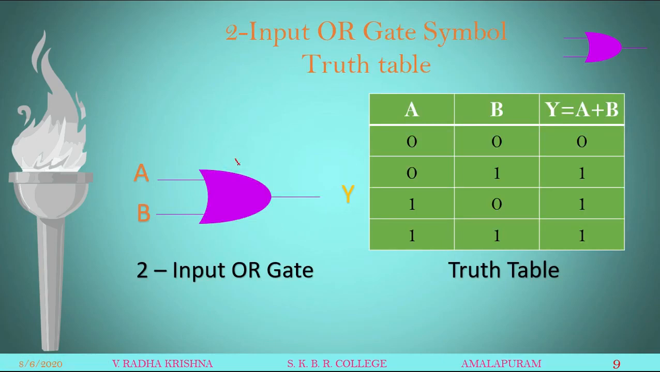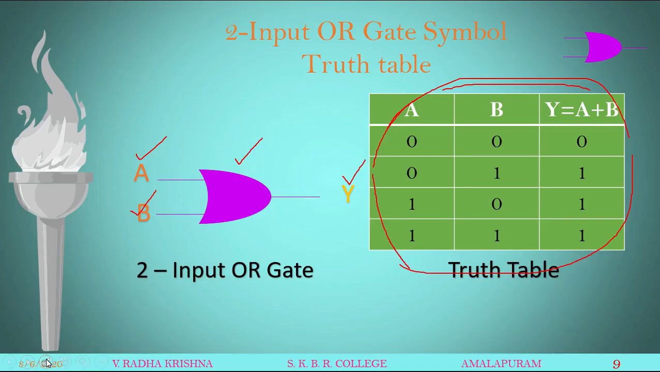So it is OR gate symbol. A is the first input, B is the second input and Y is its output. It is the Boolean expression. It is the truth table. The outputs of the OR gate for different possible inputs. So let us verify each output.